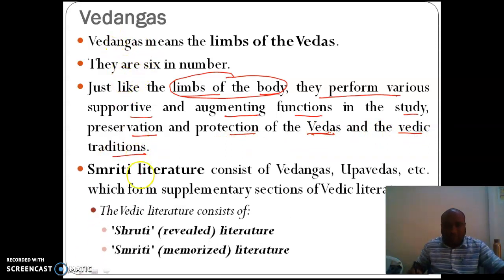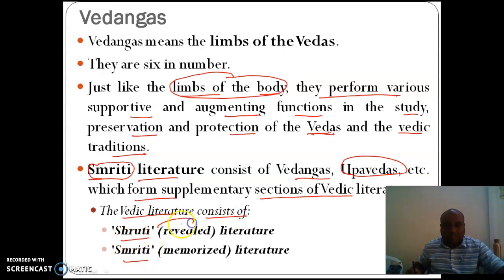Smriti literature basically consists of these Vedangas, and in the previous topic, what we have considered, that is Upavedas, which form supplementary sections of Vedic literature. So, discussing this Smriti literature, as we have mentioned previously also, the Vedic literature consists of Shruti and Smriti, where Shruti is known as revealed literature, whereas Smriti is known as memorized literature. So now what we are dealing with is Vedangas, and in the previous class what you have done, that is Upavedas, comes under this Smriti literature, that is memorized literature.